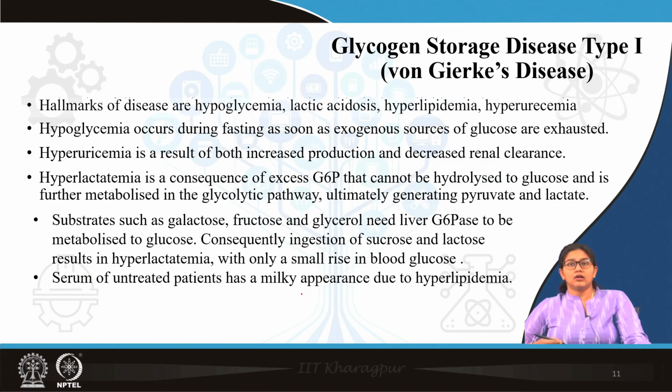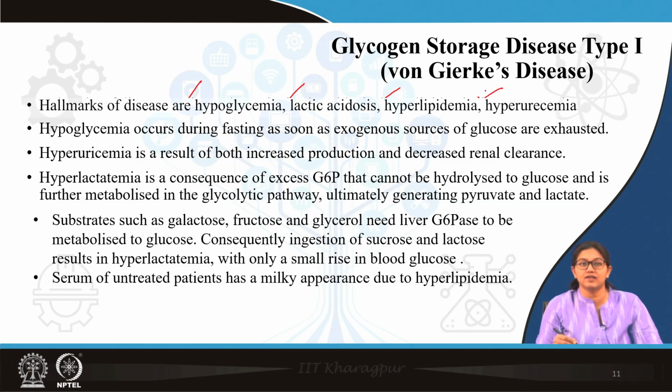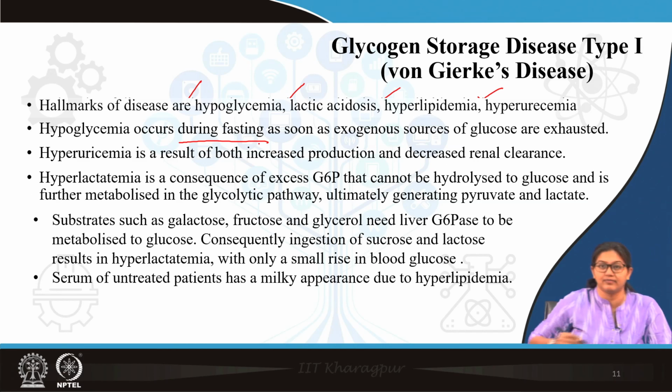Now, the hallmark of this disease are these 4 symptoms: hypoglycemia, lactic acidosis, hyperlipidemia and hyperuricemia. Now, why do these happen actually? Hypoglycemia, as I have discussed already, is because glycogen cannot provide glucose, there is defective breakdown of glycogen, and gluconeogenesis is also hampered. So, that is giving rise to hypoglycemia during fasting.